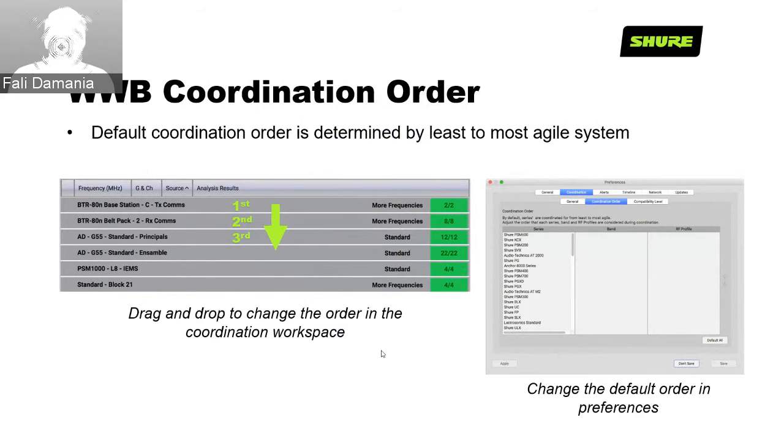If you go to the preferences tab under coordination and coordination order, you can actually see the entire order of all devices. You have to remember that this is all Shure devices and all third-party devices as well. So every single device that the software can handle will be in that list, in the order of what's the easiest to what's the most tough to find frequencies for.